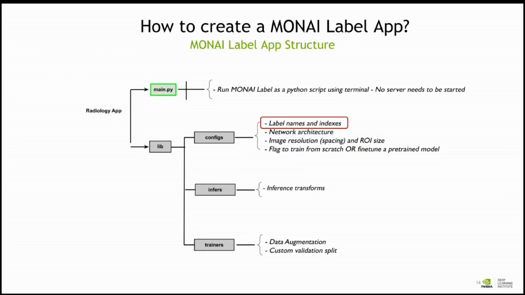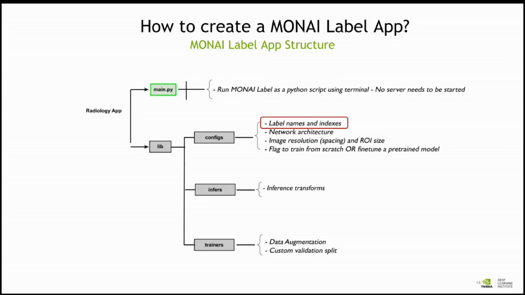We also have the lib folder where you have the configs, infers, and trainers files. In the configs, you basically set up the label names and the label indexes to annotate the regions that you want to annotate on the images. You define the network architecture. You define the image resolution, and you say I want to start from scratch or train my new model or fine-tune the model that I already have in MONAI Label. We have default configurations, so you don't need to change this if you don't want to. That's for when you want to explore and do more research on new algorithms. And the same for inference and trainers.